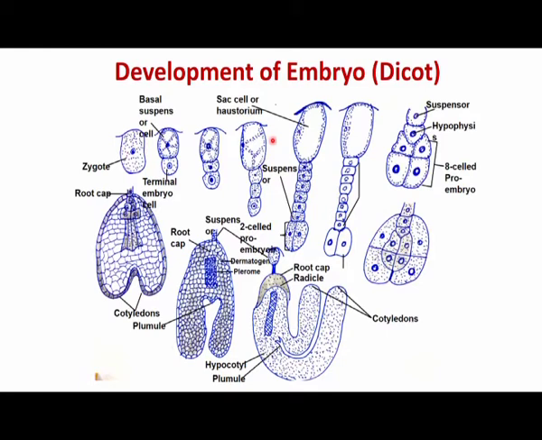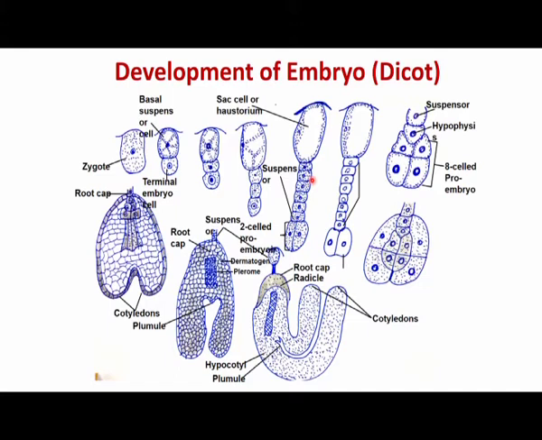Out of the two cells formed from the transverse division of the suspensor cell, the lowermost cell towards the micropylar end enlarges in size to form the vesicular basal cell, and the other cell divides by a variable number of transverse divisions to form a long suspensor consisting of a row of 7 to 8 cells. So, this is what is developed.